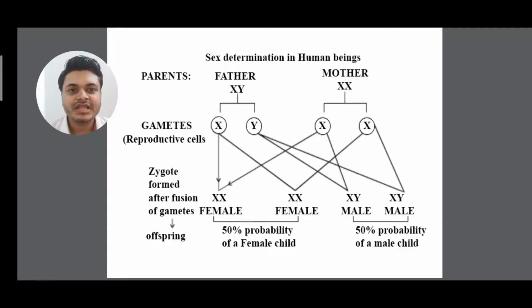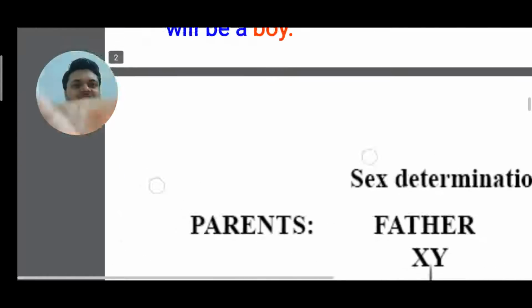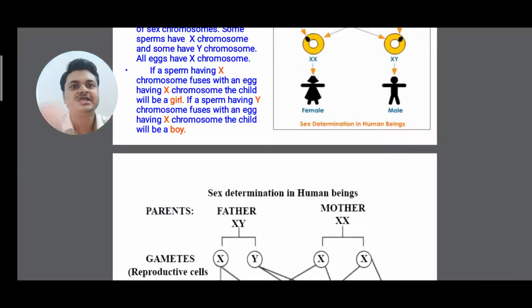So the zygote is formed after fusion of gametes, then the offspring. That's why the female child or the male child that is born, they both have a 50-50% chance. So the female is never responsible for giving birth to a female child. Alright, always the male is responsible.